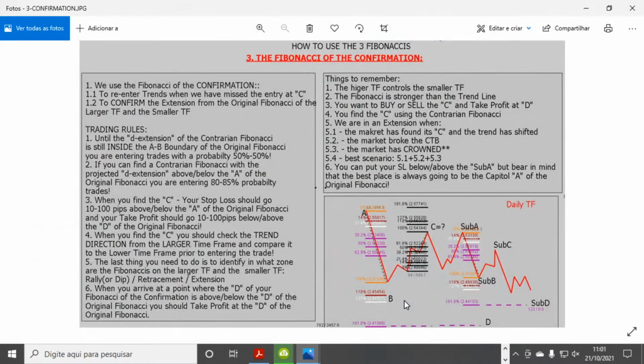This is for today. Trading Fibonacci numbers, the confirmation Fibonacci, and the rules.